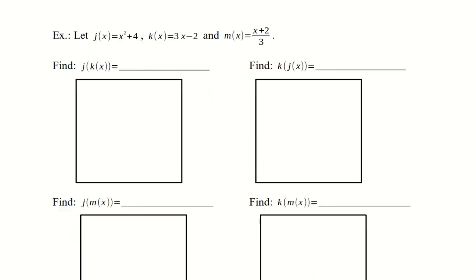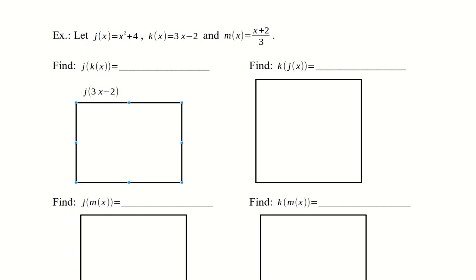Now let's look at several examples where we are using 3 different functions, and we're going to compose them in different orders. So this first question asks us to find j of k of x. So the first thing we're going to do is we're going to look up the rule for k. And it says that k is 3x minus 2. So we're going to take 3x minus 2, and we're going to put that into j. So there's j of 3x minus 2.